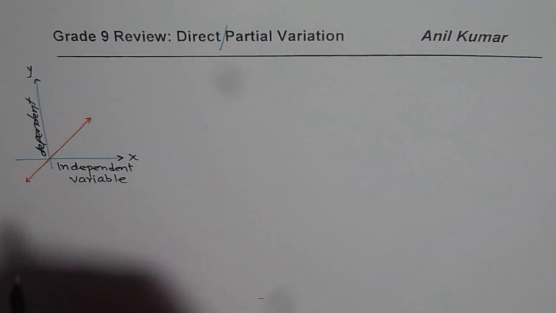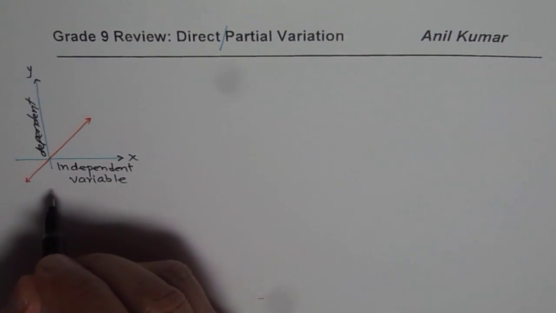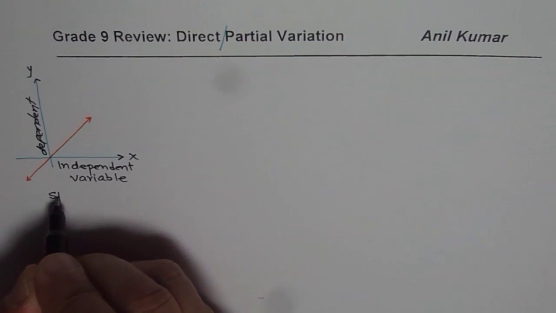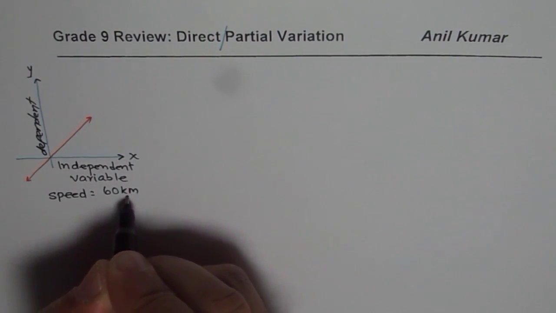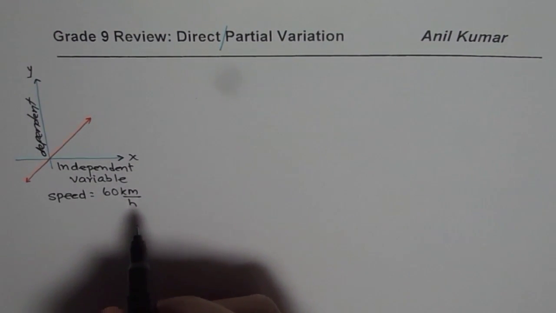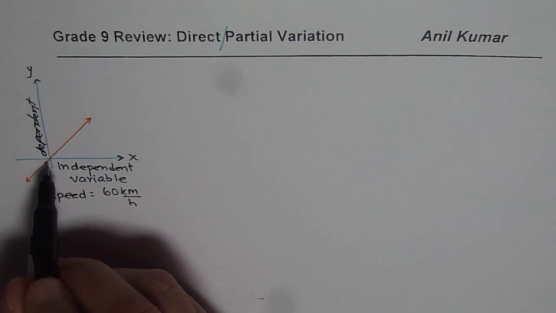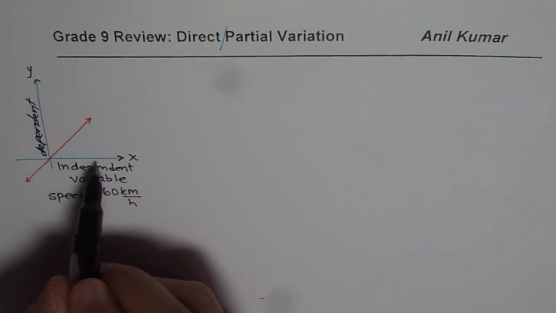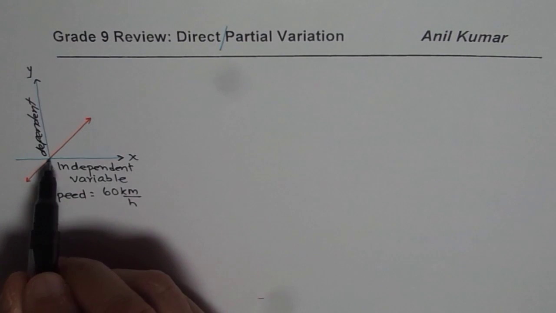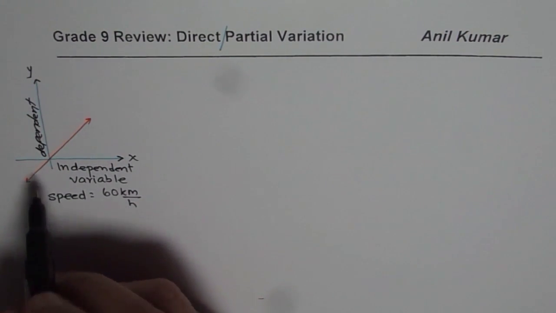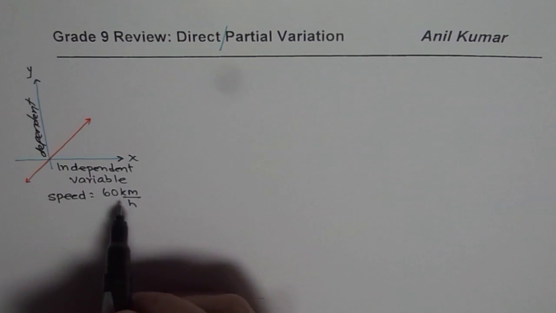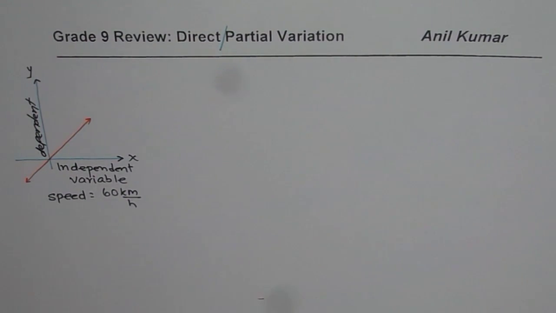An example could be, let us say you are driving at a constant speed of, let us say, 60 kilometers per hour. In that case, if you start from home, then the distance from home is 0. But as the time passes, and if you're driving at a constant speed, then every hour you are going away 60 kilometers from your house.